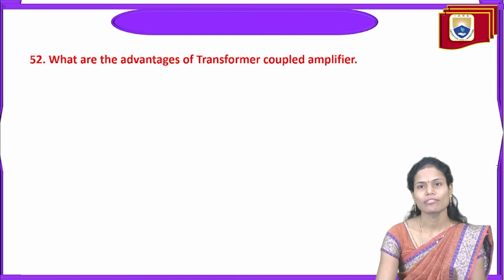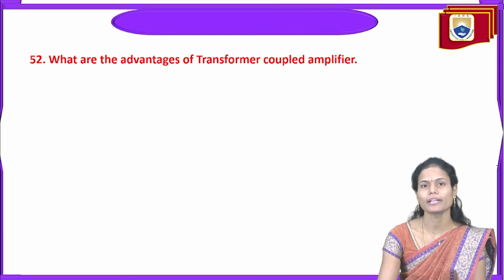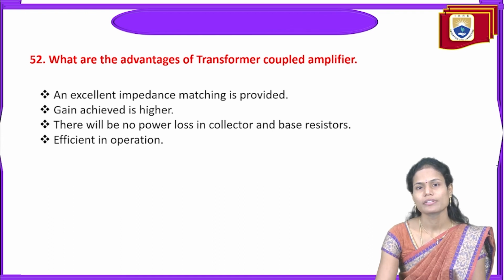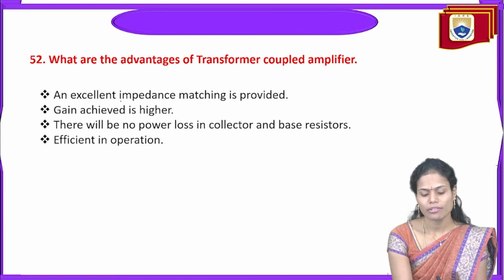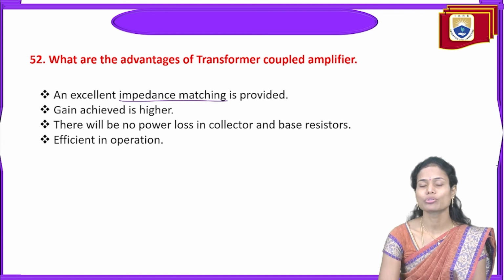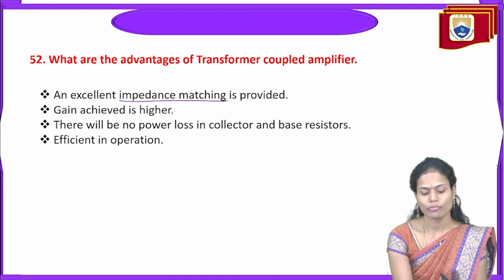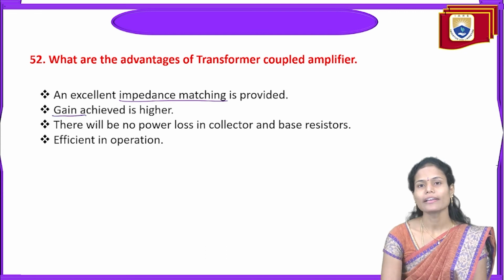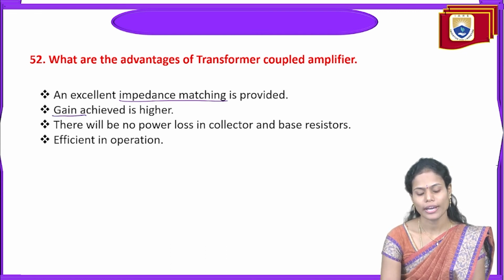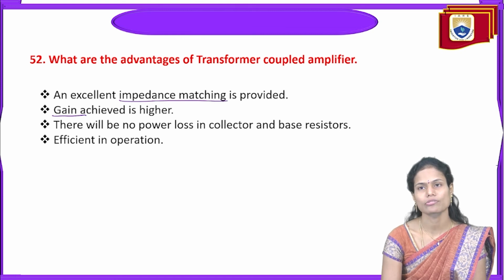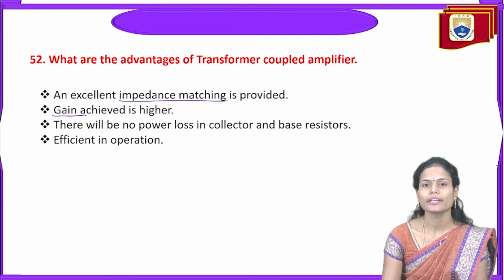And next, what are the advantages of transformer coupled amplifier? Mostly the basic advantage is impedance matching between the two stages. We utilize this transformer coupled amplifier because it provides very high gain, and there is no power loss in collector and base resistors in the transformer coupled amplifier, and it is efficient in operation.